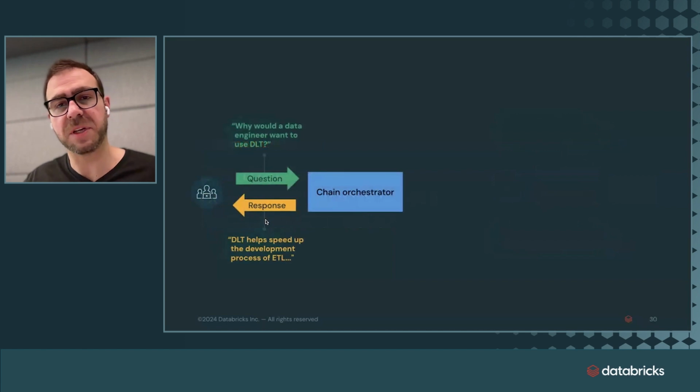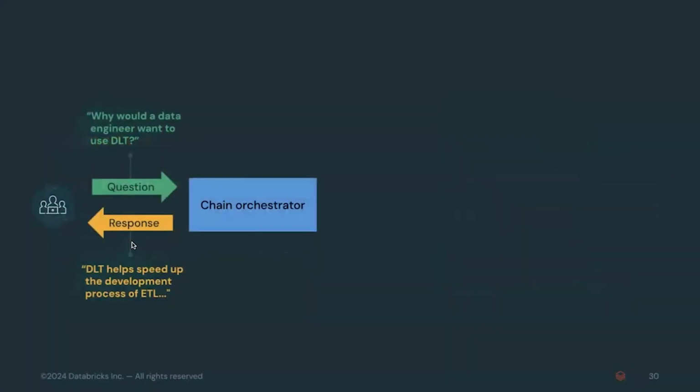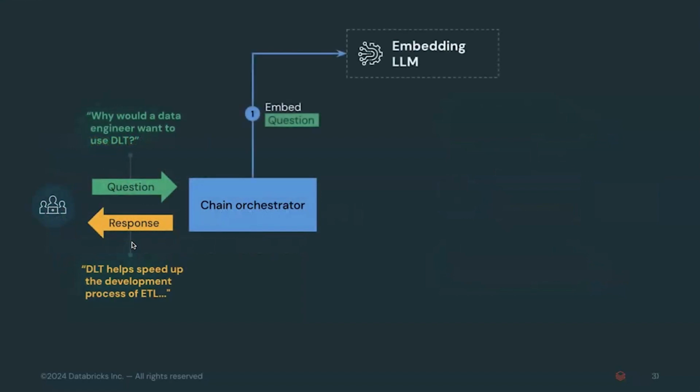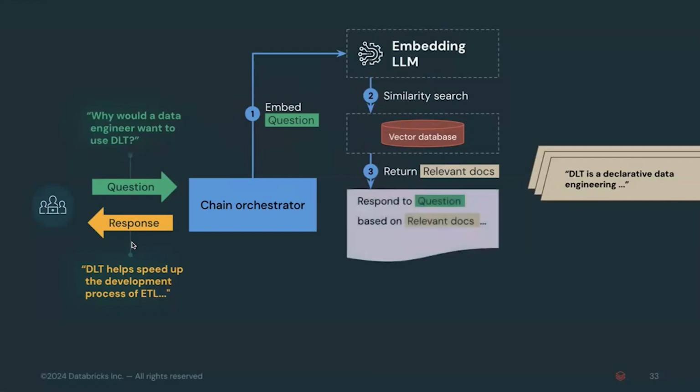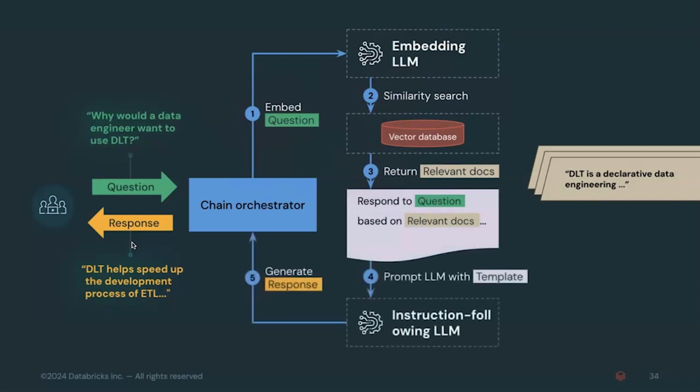So first, the question comes into a chain orchestrator. The chain orchestrator is the hub or the brain of your AI system. It then uses an embedding LLM to embed the question to understand its semantic intent and meaning. That is then passed to a vector database, which has been preloaded, in our case, with the Databricks documentation. Relevant docs are returned. Prompt engineering is used to prompt a foundational model with the user's question and these relevant docs. And then it's passed to an instruction following LLM. The response is then returned back to the user.